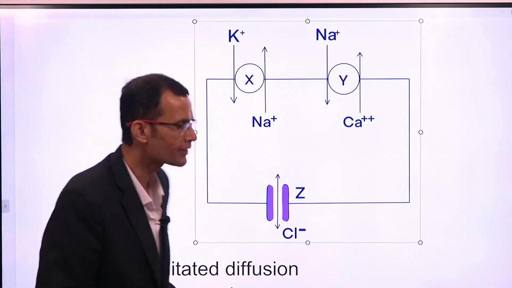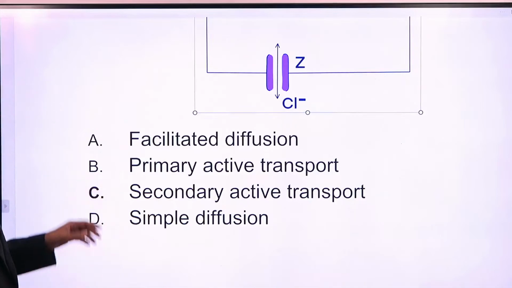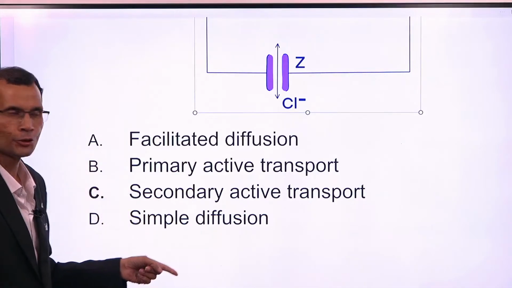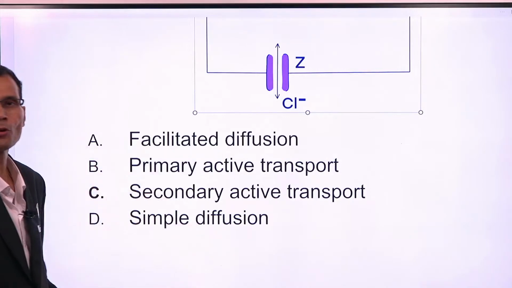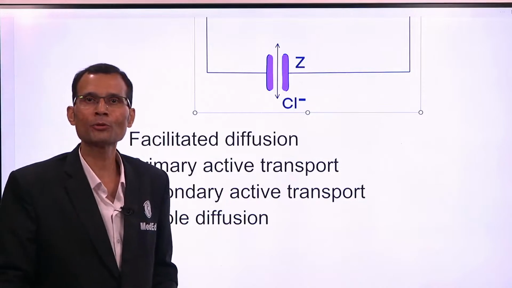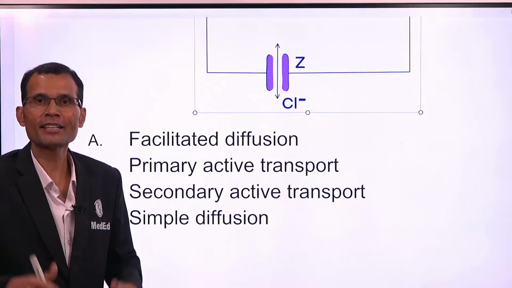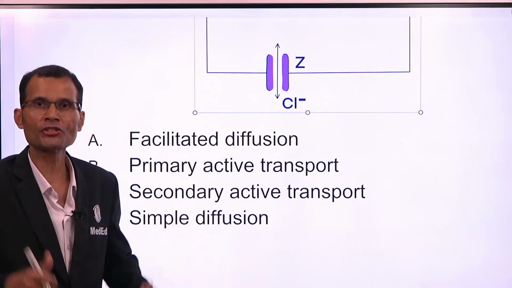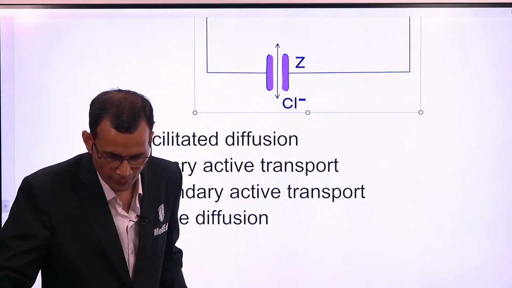I am looking at your answers. So have a look at the options and then you can tell me the answer. Is it facilitated diffusion? Is it primary active transport? Is it secondary active transport? Or is it simple diffusion? Anybody wanting to answer this? Sodium calcium exchanger. I have said this now 4 or 5 times. Exchangers are what type of transporters? Anyone?